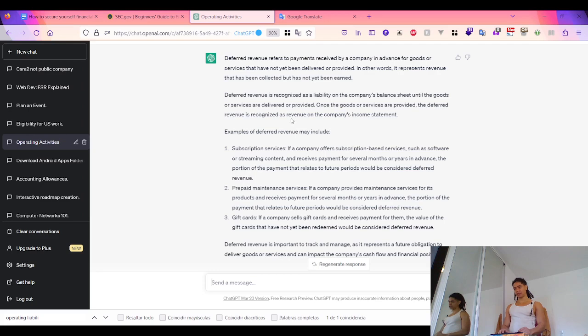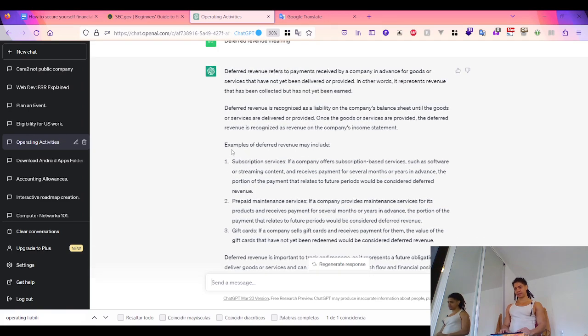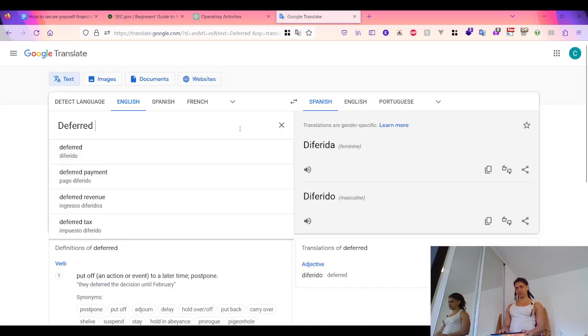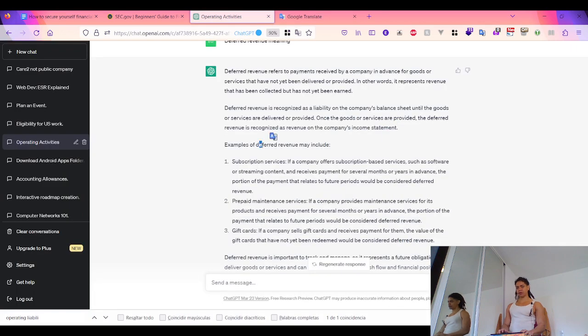Examples of deferred revenue may include subscription services. Exactly, it's a company that has already received the payment. Most of the time, for example Netflix or Spotify, you have to pay in advance to enjoy the service. This is not an accrued expense, this is deferred revenue. What does defer mean? Diferido in Spanish.